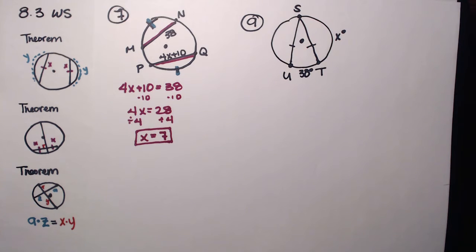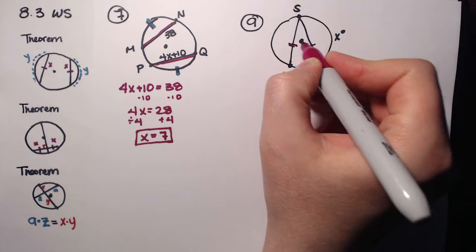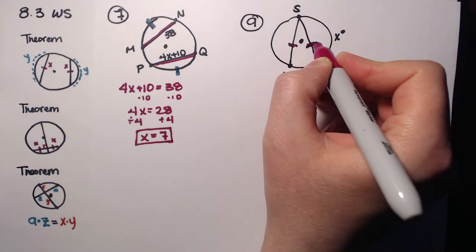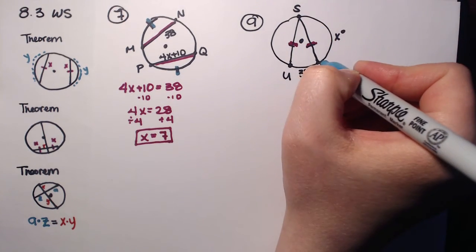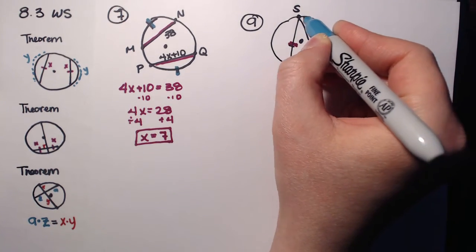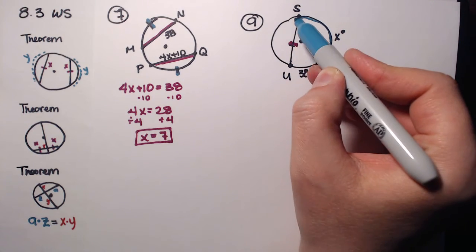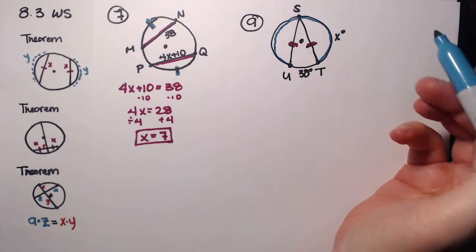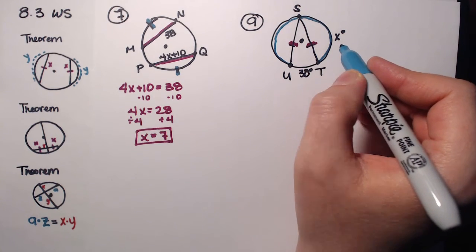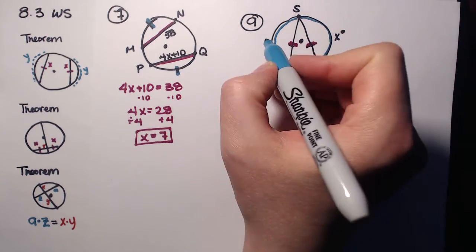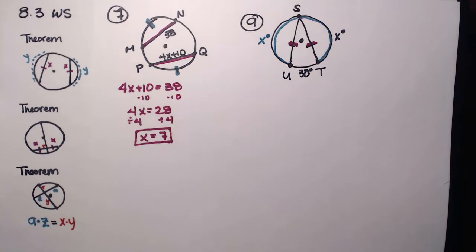Okay, on this next one, it's giving me that the chords are the same length. So if the chords are the same length, the arcs that they create, so if this chord, this is the arc, for this chord, this is the arc, have to be the same. Well, it's not telling me what it is equal to, but it is telling me it's an x. So this has to be an x as well, because they have to match.